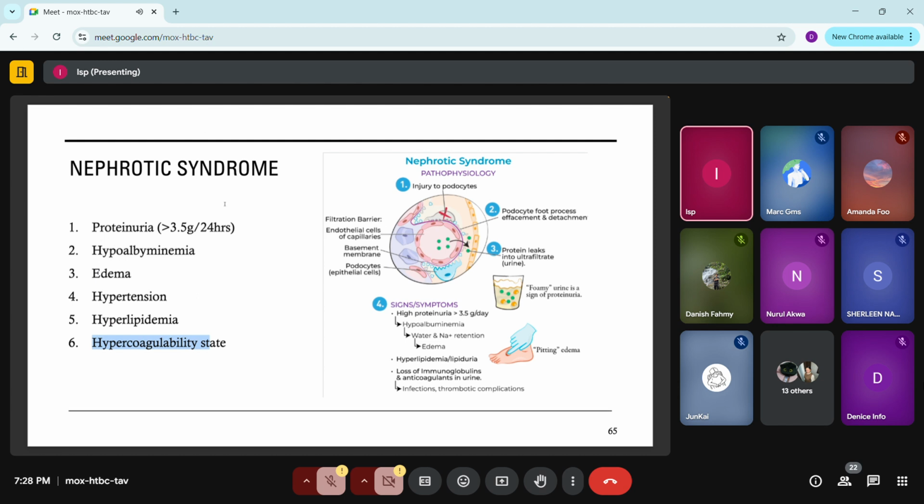Nephrotic patients always have hypercoagulability states. Okay, remember these features of nephrotic syndrome. This will be asked in exam. Right? Again, just remember at least three features of nephrotic syndrome: overt proteinuria more than 3.5 gram per day. Number two, hypoalbuminemia, and number three, edema. Or number four, hypertension. Okay.